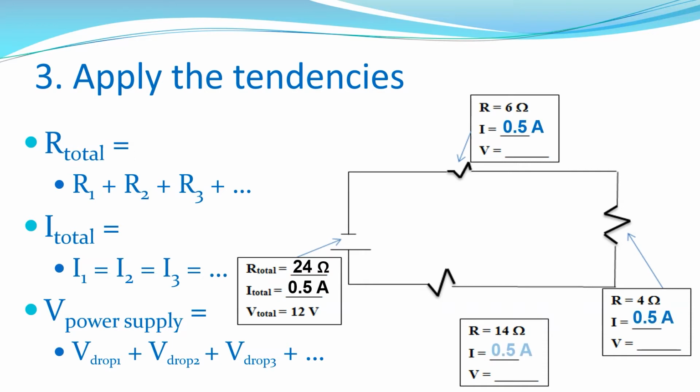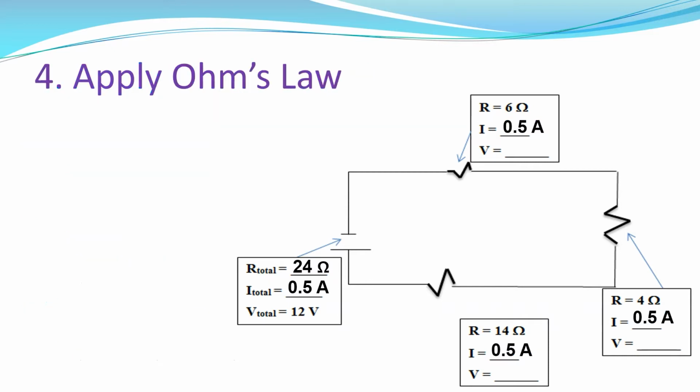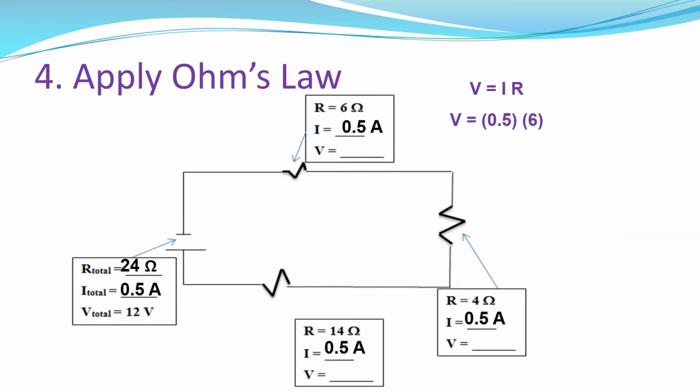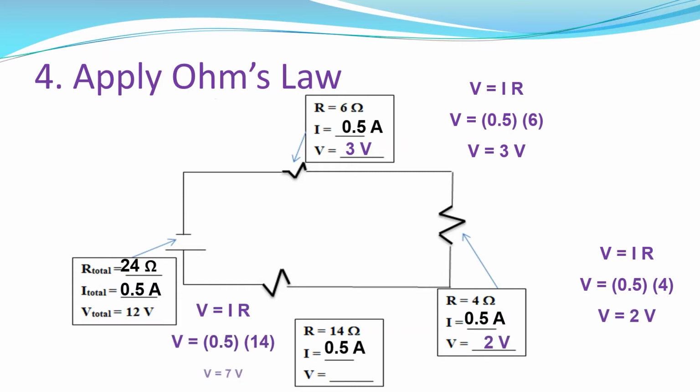So I can apply right now the total current at each point. Then I see now I have R and I at each point. I can apply Ohm's law again. I'm going to substitute in what I know, solve for what I don't, and keep repeating it until every V, I, and R is solved in the circuit.